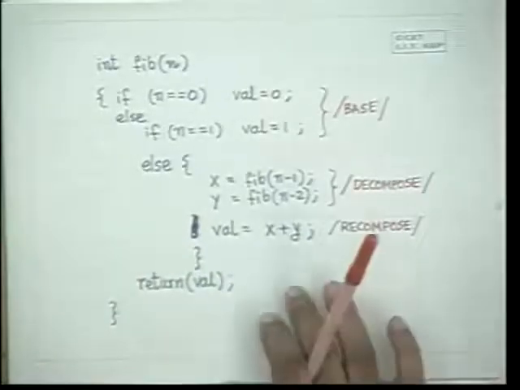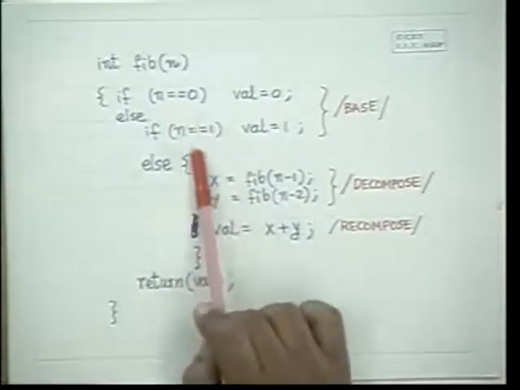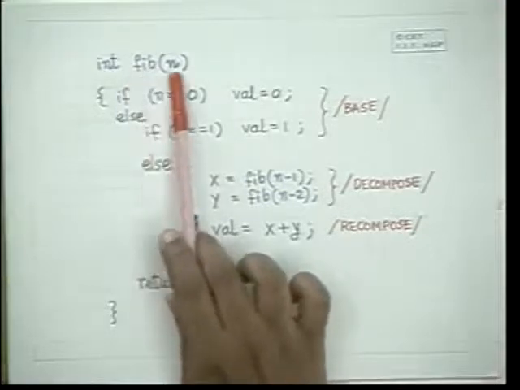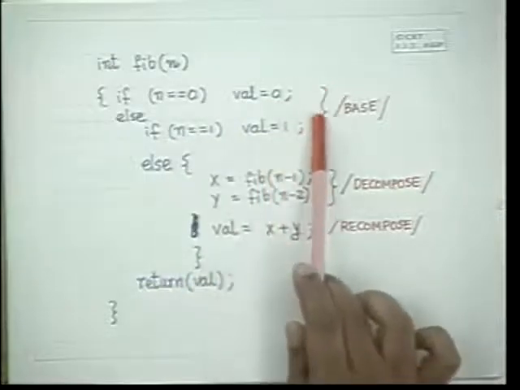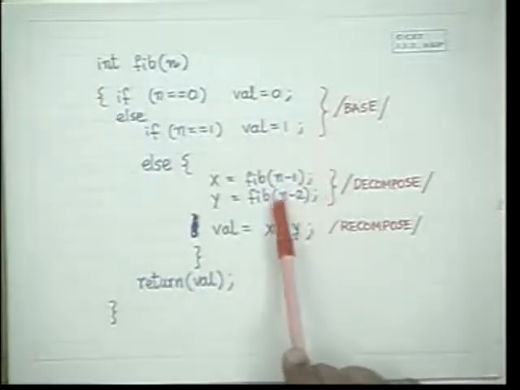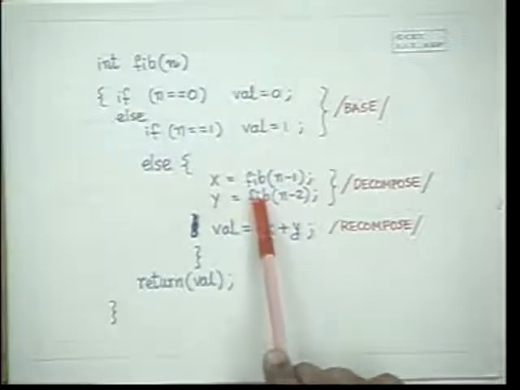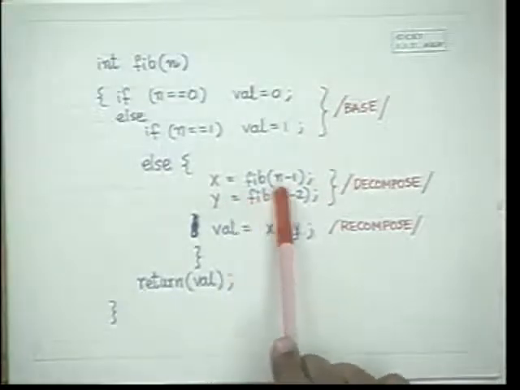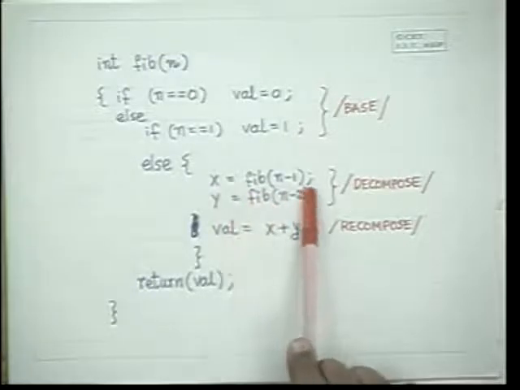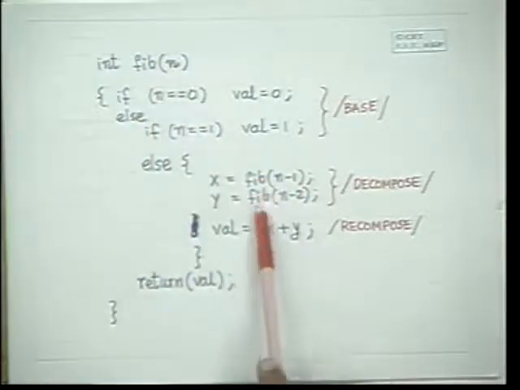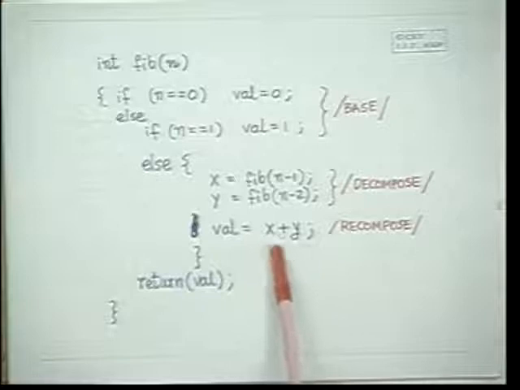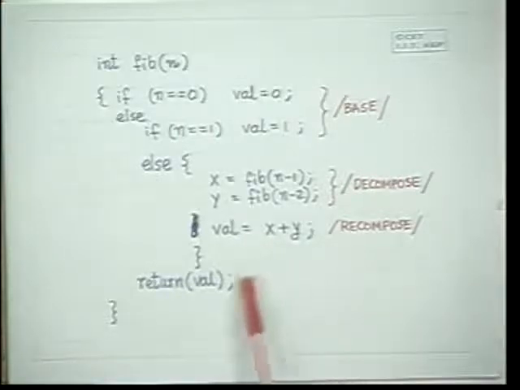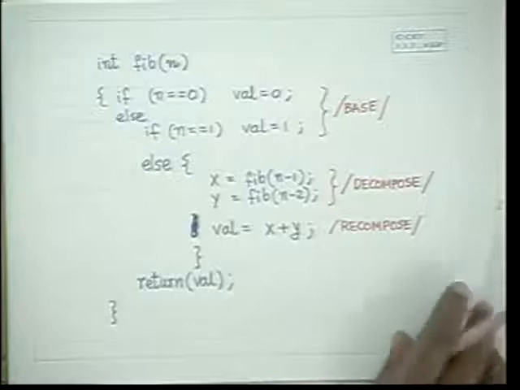Next, we tackled the Fibonacci numbers, called with fib n, and in the Fibonacci series we saw there are two base conditions. When n is 0, the value is 0, when n is 1, the value is 1, and these two together form the base conditions. Unlike in the factorial, where there was only one subproblem to be solved in the decomposition, here we had two subproblems, fib n minus 1, which we called recursively, and fib n minus 2, which we called recursively. We got back the two solutions and we recomposed it by adding the two of them. And this is what we returned as the value in val.